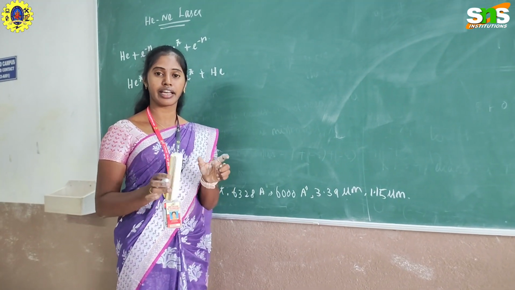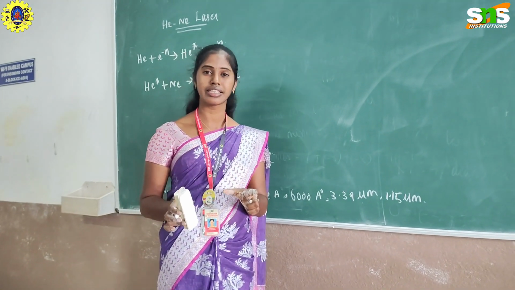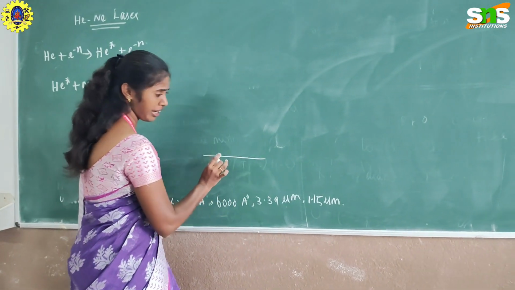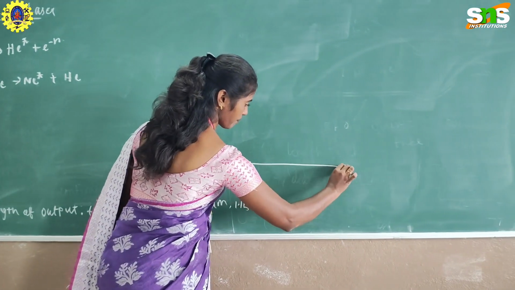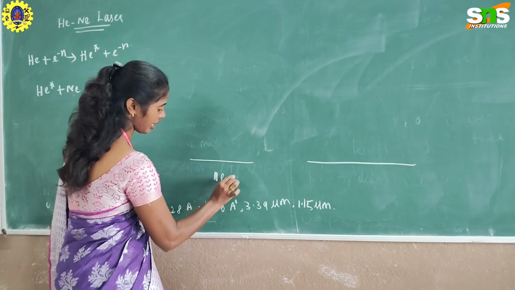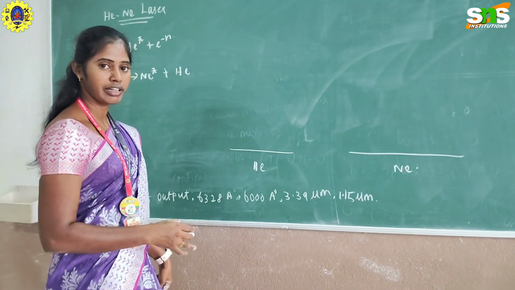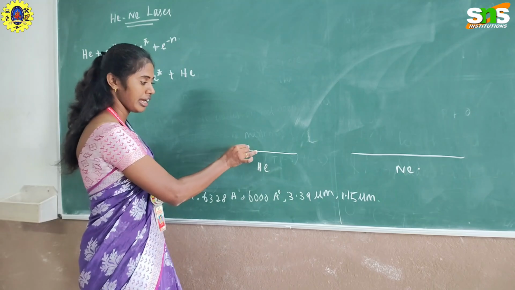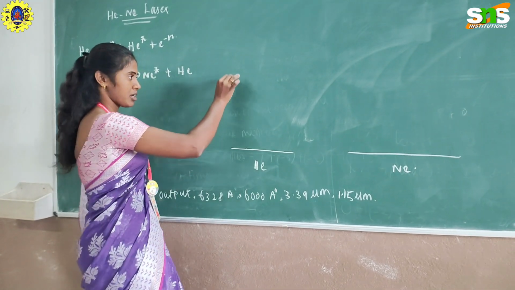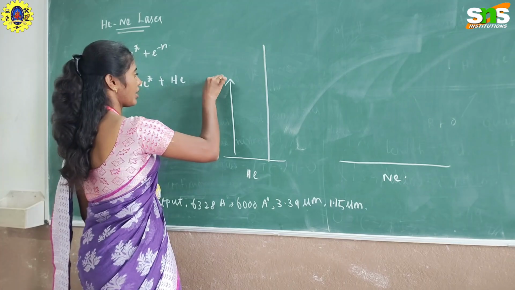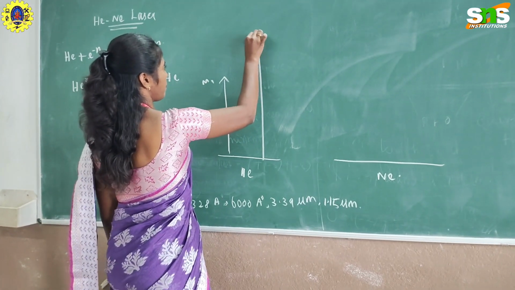In this video I am going to explain the energy levels of the helium neon laser. The helium neon laser has 6 energy levels. First of all, this will be the helium energy level, and this one will be the neon energy level. First, the electron is injected into the quartz tube, and the helium becomes excited into the metastable state. Let us consider two metastable states, M1 and M2.